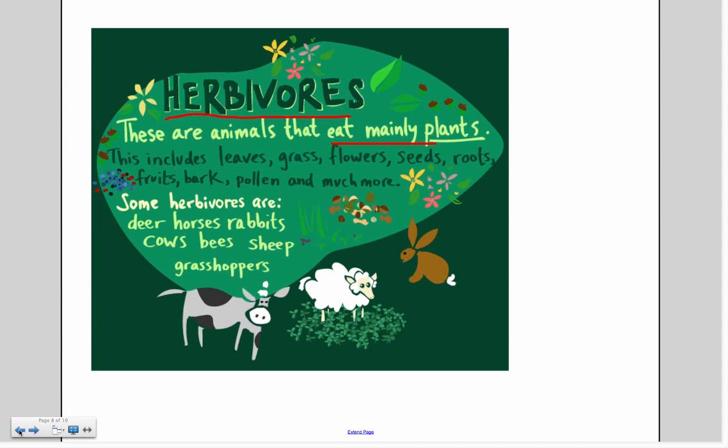Herbivores eat mainly plants. This includes flowers, leaves, grasses, seeds, and pollen. Sometimes they'll eat a bug. That's why it says mainly, because every once in a while a bug gets on their plate and they have to eat it because they didn't know it was there. Most of the herbivores that we see are deer and horses and rabbits and cows, and sometimes even people. These will be your vegetarians.